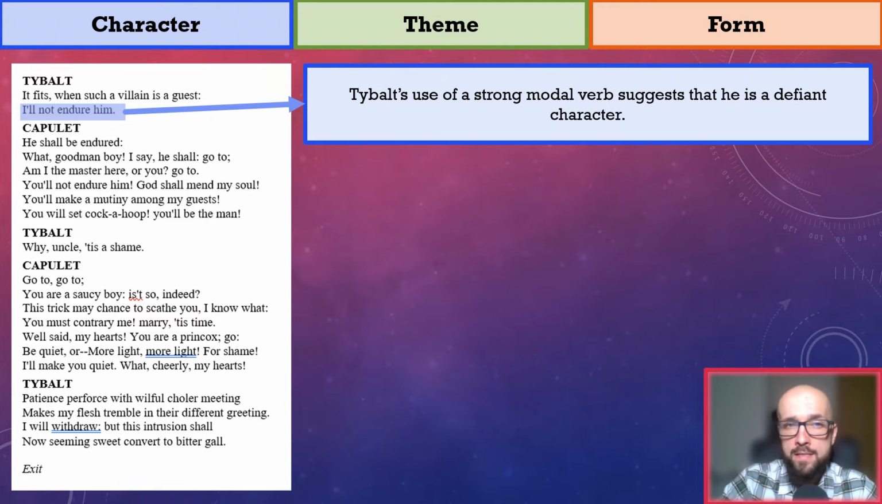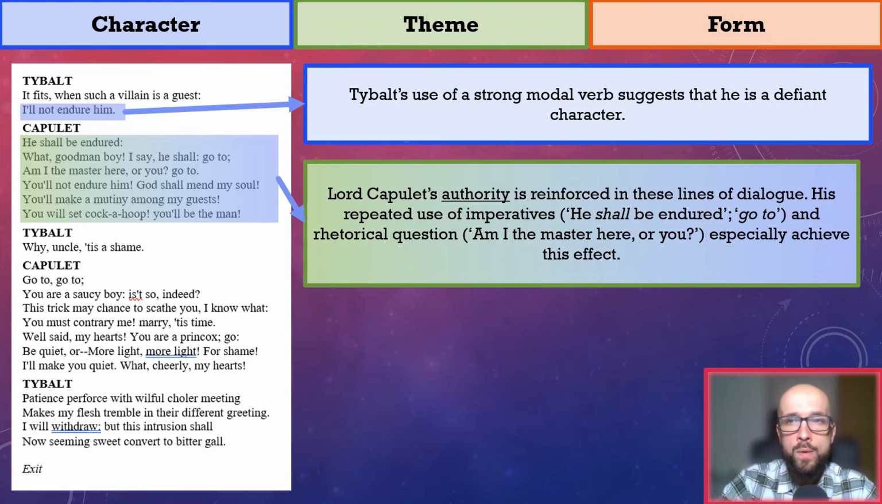And Tybalt's rebelliousness causes Lord Capulet to double down on his authoritativeness. In these lines of dialogue, we see him repeatedly use imperatives or commands, and we also see him use a rhetorical question. When he asks, "Am I the master here or you?" he uses a rhetorical question to remind Tybalt of the power imbalance that exists between the two characters in an attempt to get Tybalt to do as he is told.